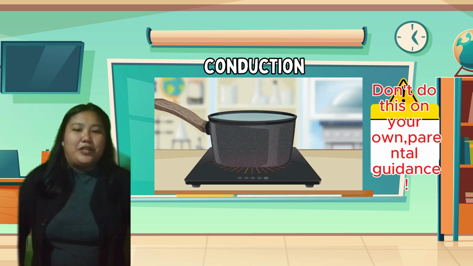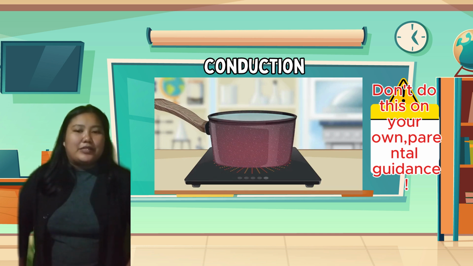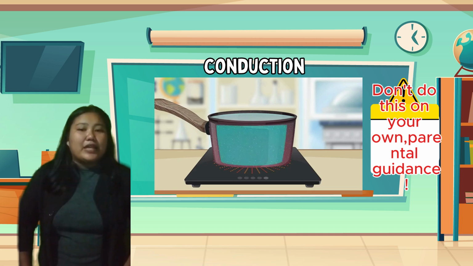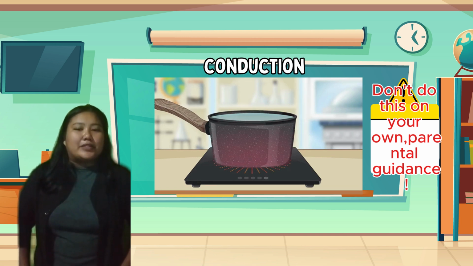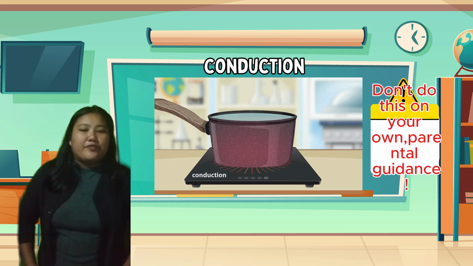Next is conduction. Once the bottom of the pot absorbs the radiation, its temperature increases. The heat energy is transferred through the metal of the pot itself. This is conduction, the transfer of heat through direct contact between molecules. The heat conducts from the bottom of the pot through the sides and eventually to the water at the bottom.